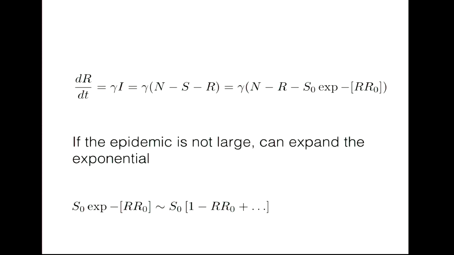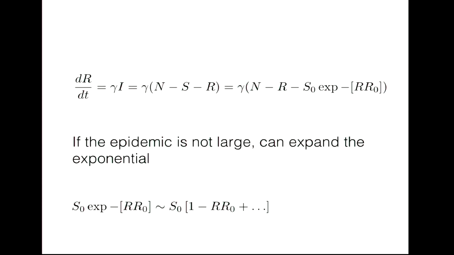If you go back to that equation for R, dR by dt is gamma times I, which is gamma times N minus S minus R, and over here you put in the value for S, which is S0 exponential minus R times R0. This is a somewhat complicated equation because you have the exponential term in R here and a dR by dt here, along with other terms, all of which also depend upon time.